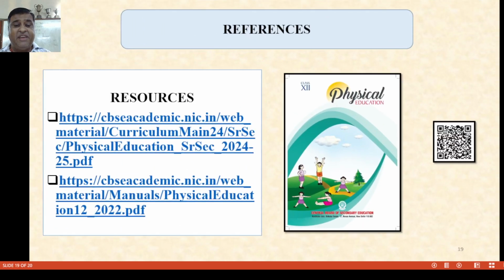Now, the references which I have taken are purely the curriculum 24-25 and reference books which are easily available on the CBSE site.